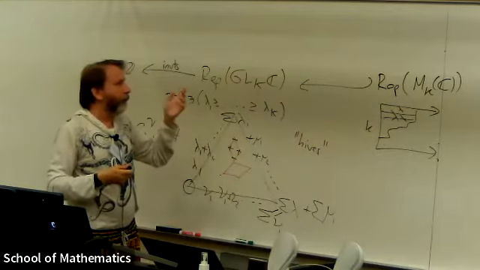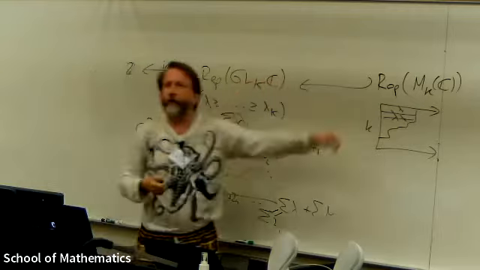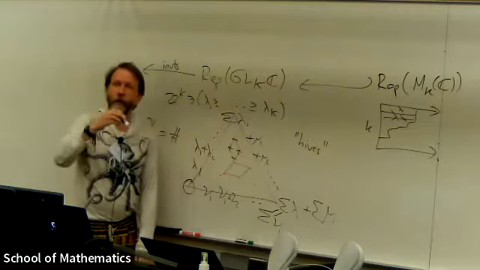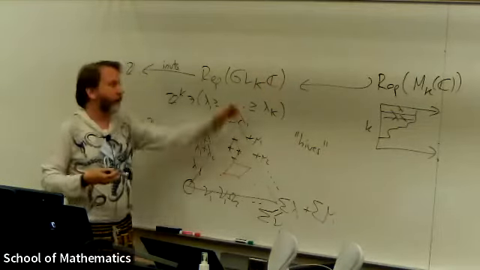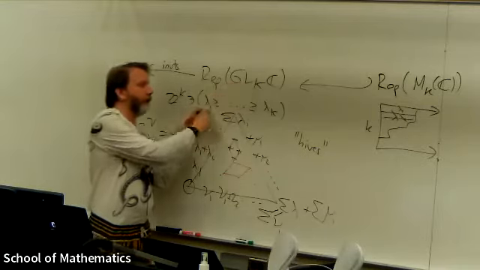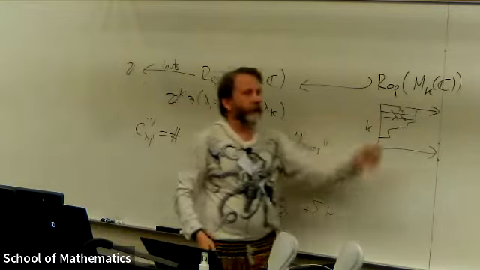But there are representations here that don't extend. In particular, the representation that takes the determinant and then takes the inverse is a perfectly good representation here. All of these are negative one. It doesn't extend to this.